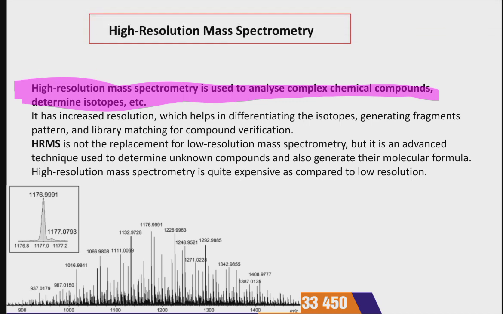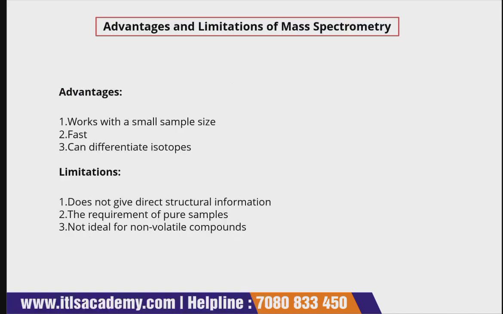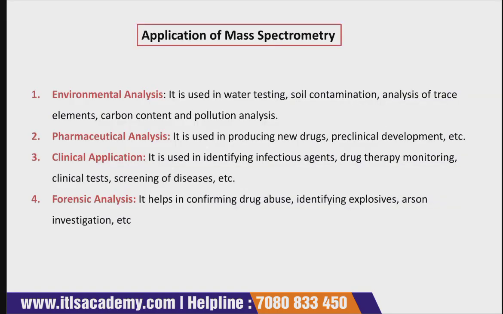So HRMS does not replace low resolution mass spectrometry. Why? Because it is an advanced technique used to determine the unknown compound and also generate their molecular formula. So it is quite expensive compared to the low resolution one. Why? Because it involves determining unknown compounds as well as generating the molecular formula, and of course it is an advanced technique, so that is the reason it is more expensive compared to low resolution mass spectrometry. Now comes the advantages and disadvantages.